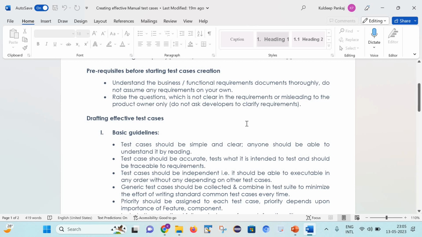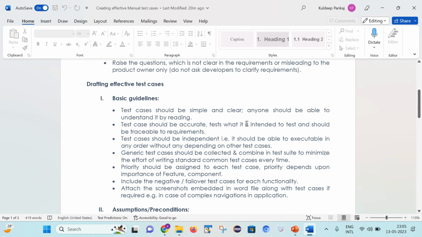Now let's see how we can draft effective test cases. Okay, so let's see these guidelines one by one. Test cases should be simple and clear. Anyone should be able to understand them by reading.